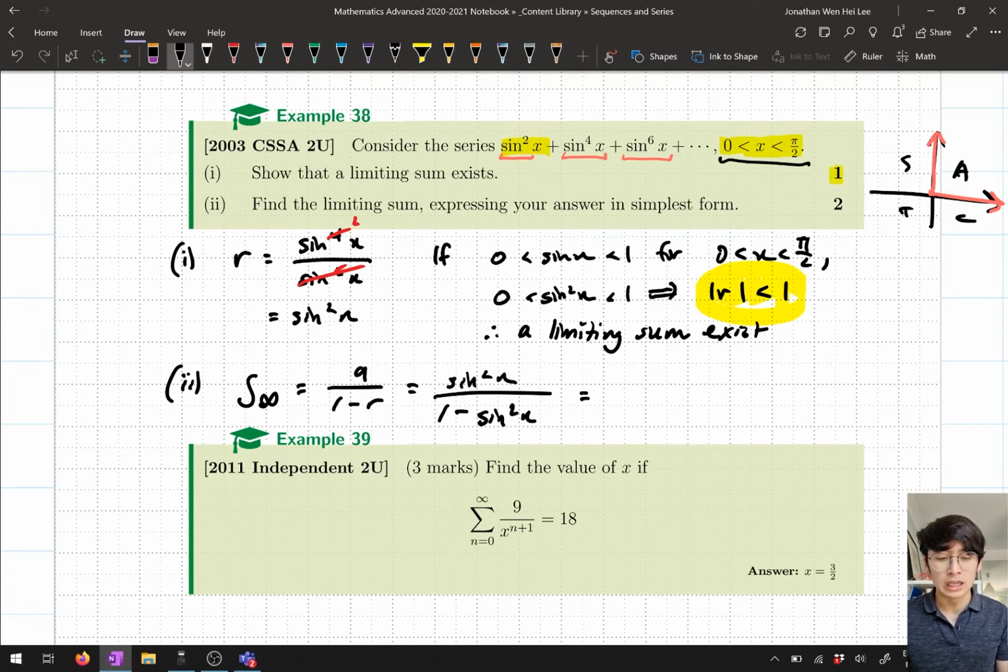But here, we want to put it in simplest form, and this is a 2-mark question. If you have a look, we've just substituted. That's probably worth just the first mark. What we want to do is actually rewrite this in simplest form. Now here, this is where we need to use a bit of our knowledge about trig. Sine squared x, or anything squared, sine squared, cos squared, tan squared. When you see that sine squared, there's actually one of our identities on our formula sheet that we can use here.